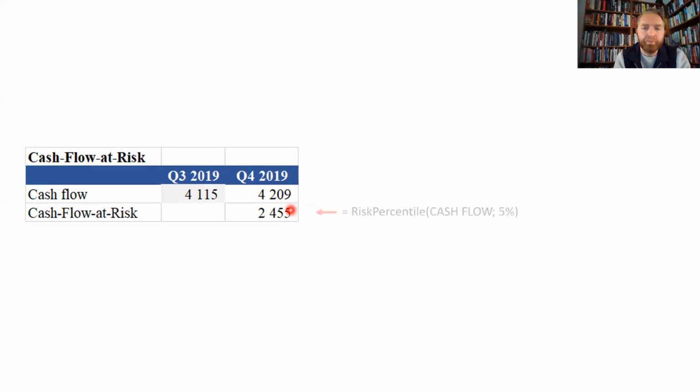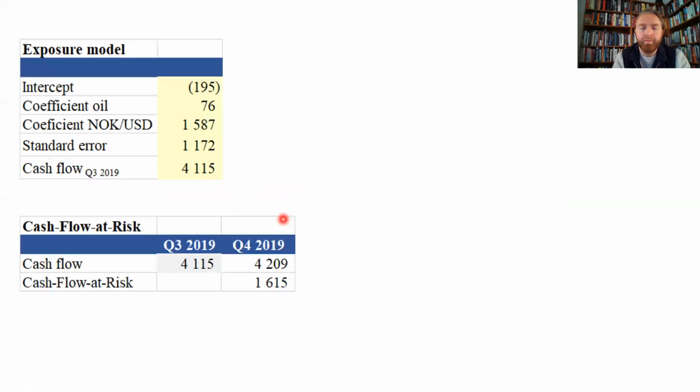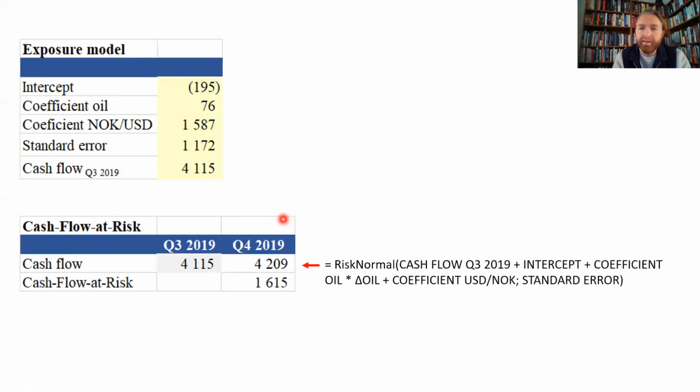And the way to do that is to use the risk percentile function here, which instructs the model to collect or fetch this number here, the cash flow simulated outcome, and take the fifth percentile of that distribution and show it in the cell, which is what it's doing here. So we get the cash flow risk number reported in the spreadsheet. So we managed to get the number we wanted, except that we're forgetting one thing.